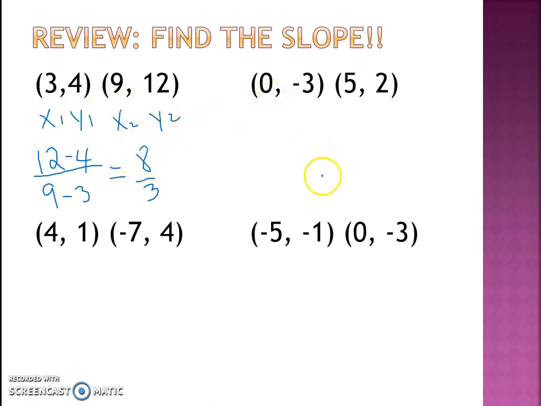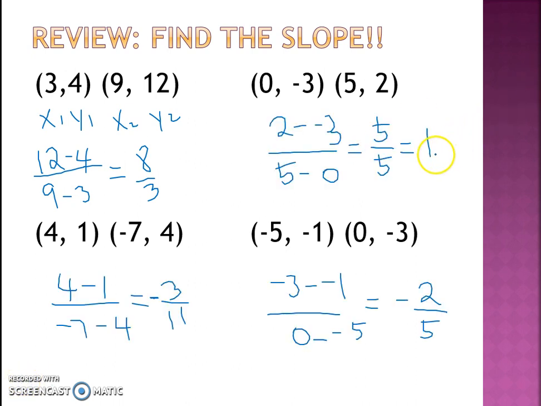Please pause the video and try these 3, and then check with the key. Slope for this one is 1. Slope for this one is negative 3 over 11. Slope for this one is negative 2 over 5.